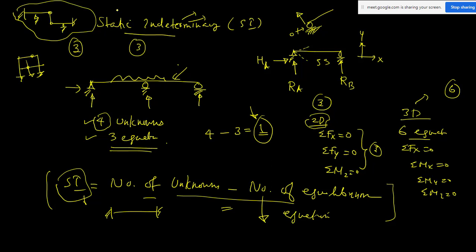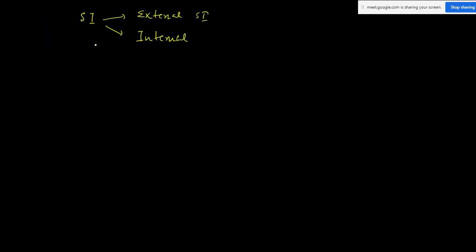Again, coming to static indeterminacy, it has two parts: external static indeterminacy and internal static indeterminacy. You must be familiar with these terms. The external static indeterminacy I will denote with some notation, nx, and the internal one similarly. The total static indeterminacy is external plus internal.